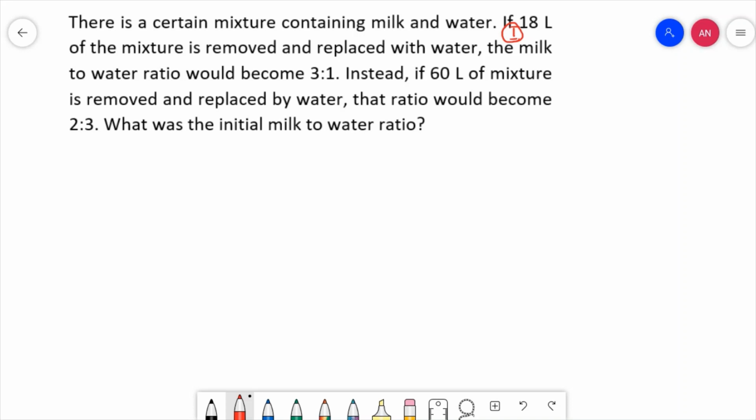And for condition 2, we are going to remove 60 liters of the mixture, and if it is replaced with water, then the ratio of milk and water will be 2:3. The question is to find the milk and water ratio. So we have these two conditions, 1 and 2. In the first condition, the milk and water ratio was 3:1. In the second condition, the ratio was 2:3.